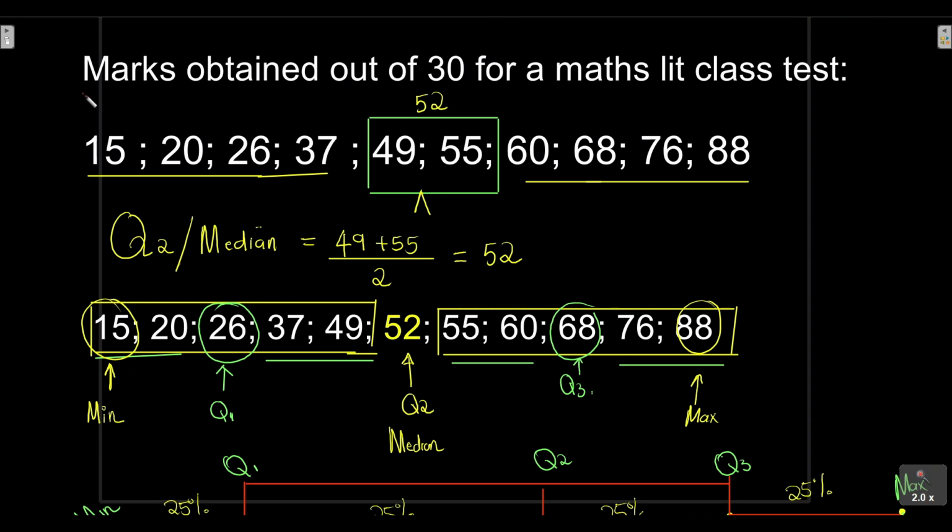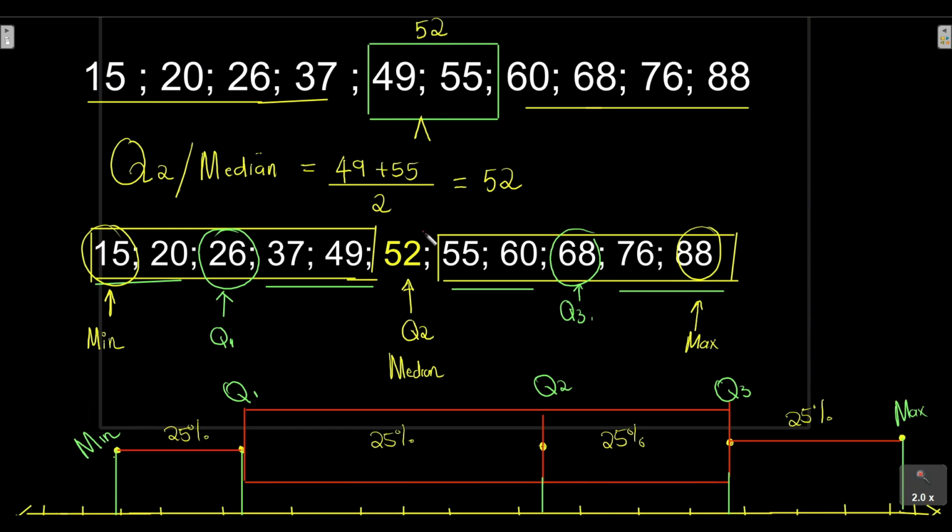Also, these are the marks obtained out of 30. I was also supposed to add that these were the percentages obtained for the marks out of 30 for a maths lit class test, just so that there isn't confusion. Also, just because we've added this 52 here, you don't go and include that 52 when you're calculating the mean. This 52 is just for the purpose of finding your quartiles. That's why we've included it here, so that you are not confused.